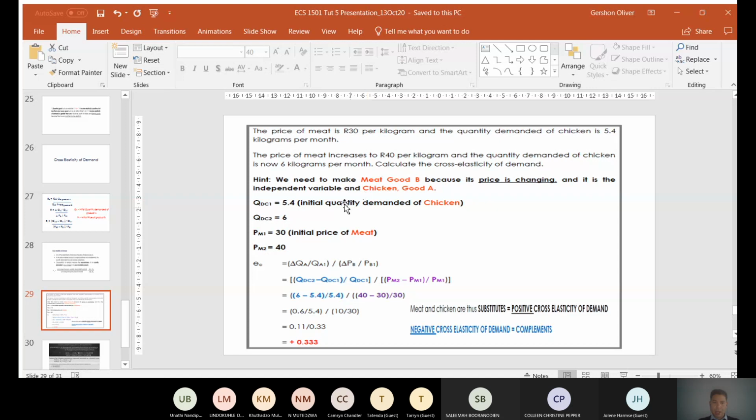Okay? So now I'm going to give a small hint. I said we need to make meat good B, because its price is changing and it is the independent variable, and chicken good A. I put D in over there just to show you that it's the quantity demanded. The D is just saying quantity demanded of chicken 1, that's my initial quantity demanded of chicken. And then PM1 is the price of meat, the initial price of meat. And then all I'm doing over here is plugging it into the formula.